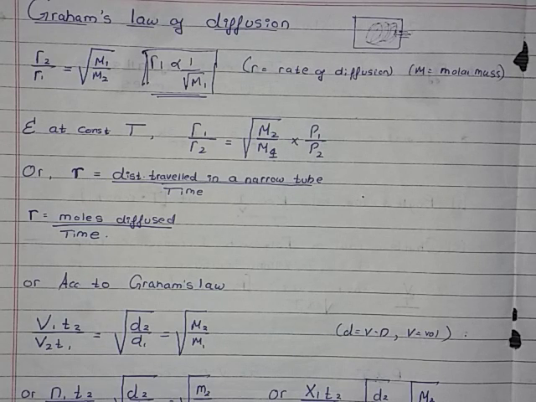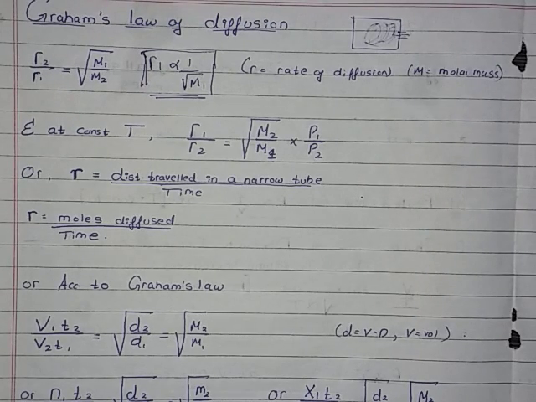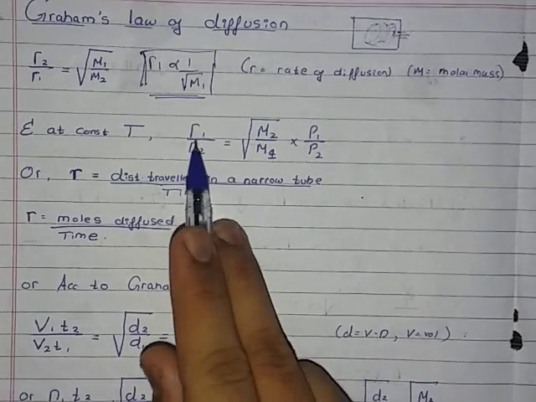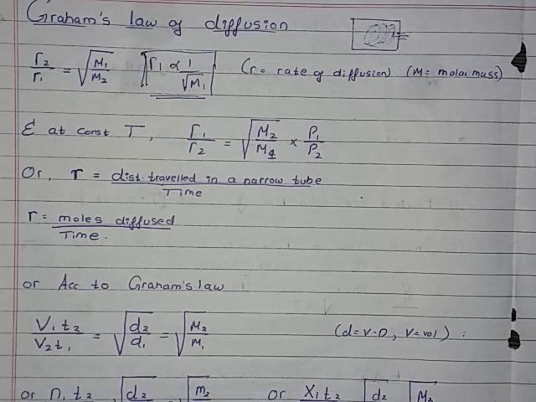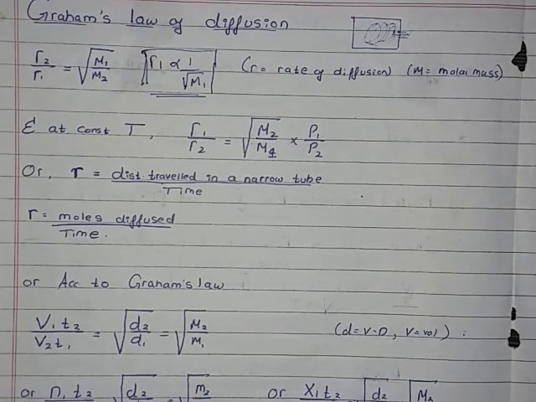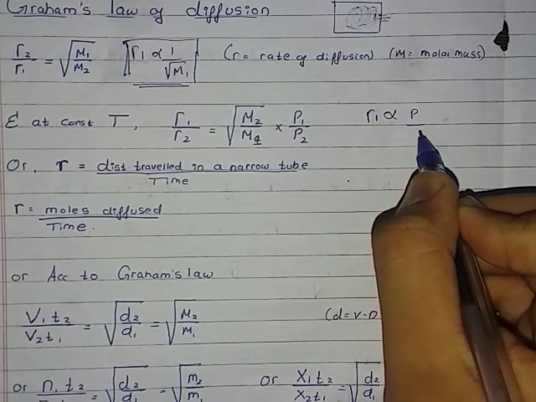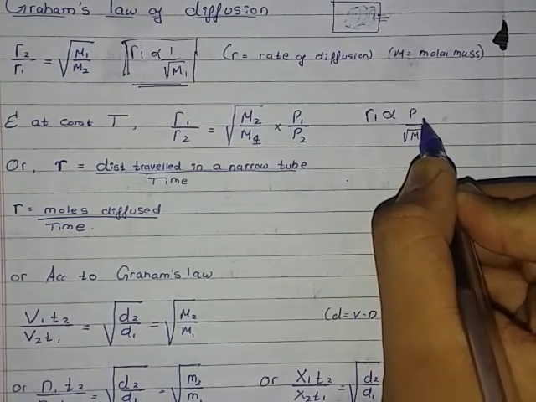At constant temperature, the rate is inversely proportional to the square root of the molar mass and directly proportional to the pressure. That is, R1 is directly proportional to pressure upon the square root of M1, that is, P1 upon the square root of M1.